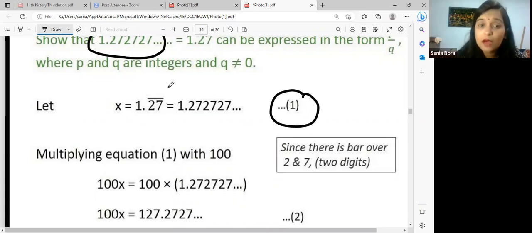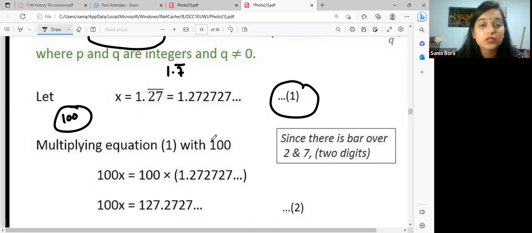Clear? Now, how many numbers are repeating? Two numbers are repeating, 2 and 7. So what will you do? You will multiply by 100, because two numbers are repeating. If, for example, it is 1.7 only, it will be 10. So multiply equation 1 by 100. This one is equation 1. So 100x multiplied by this.